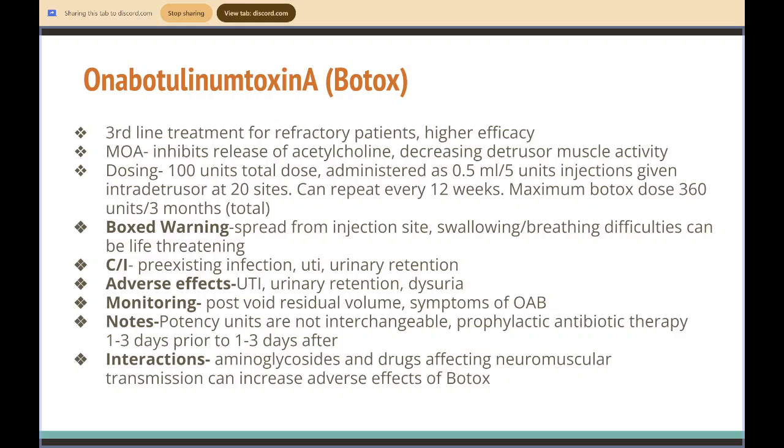I always like to make the joke about Wi-Fi passwords. If you choose botulinum toxin A, I will use my data.